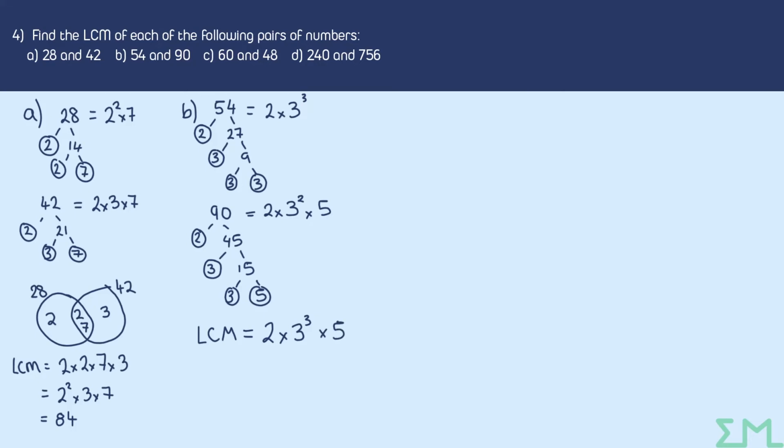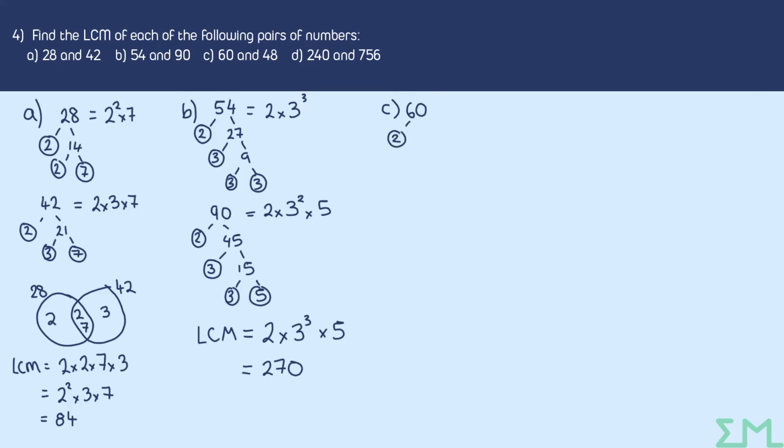So our LCM is 2 times 3 cubed times 5. 3 cubed is 27, and 2 times 5 is 10. So the answer is 270. I will do part C using a Venn diagram and part D using the method I just used, so that you've got a couple examples of each.